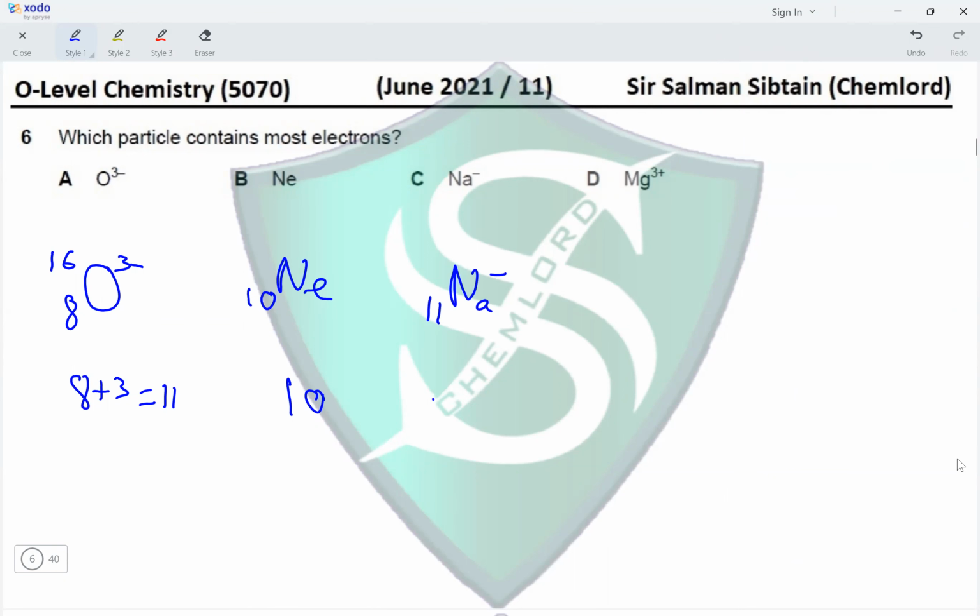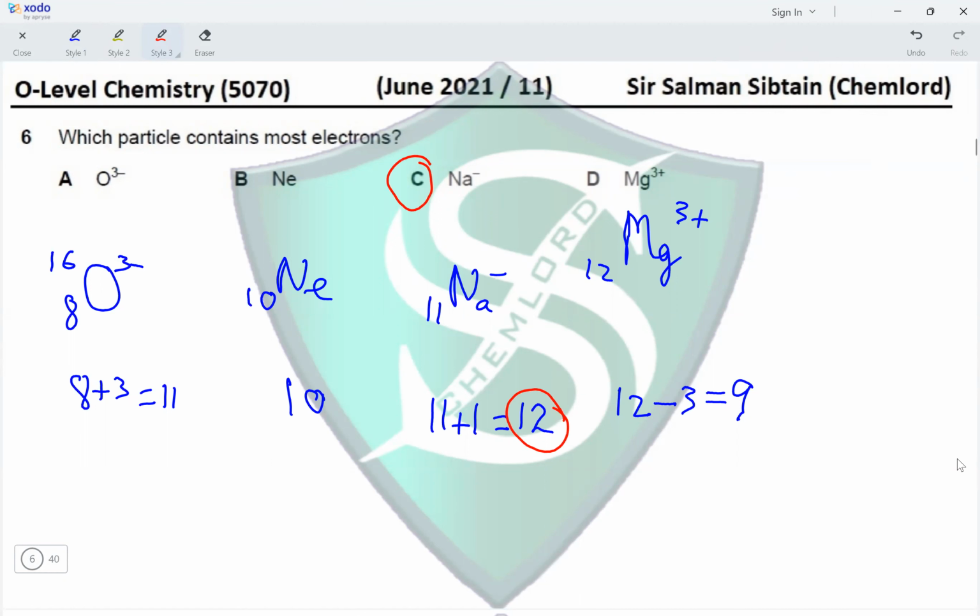So this would mean 11 plus 1, which will result in 12 electrons being present in this ion. And Mg3 positive has a 3 positive charge, that means loss of 3 electrons. It has a proton number of 12. So if we have 12 electrons present and 3 of them are lost, we are left with 9 electrons. The question asks us the most number of electrons, which is 12, making option C the correct option for this question.